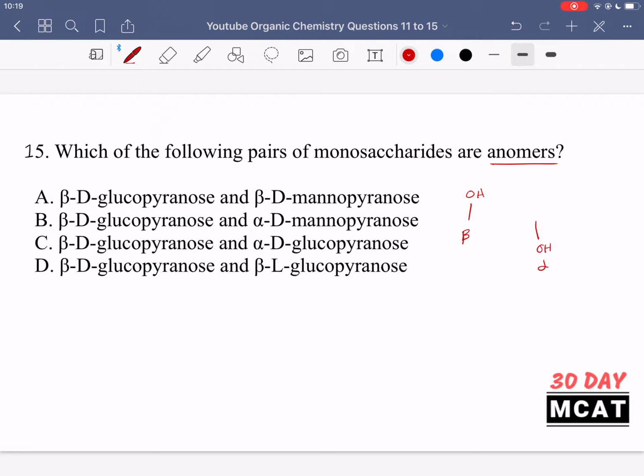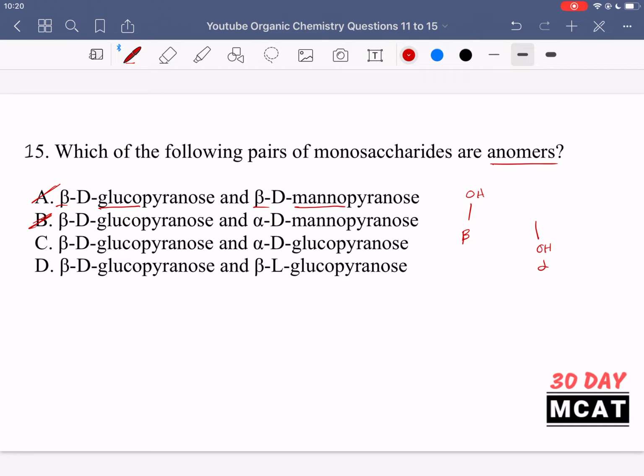So for a pair of anomers, we need 2 sugars that are the same sugar, and then one is the alpha form, one is the beta form. So option A is incorrect, because first of all, we have the beta form of each instead of an alpha form and a beta form, and then we have 2 different sugars. The first one is glucopyranose, but then after we're talking about mannopyranose. So glucose and mannose, those are 2 different sugars. For something to be an anomer, it needs to be the same sugar.